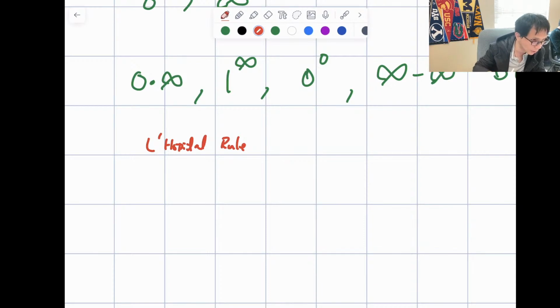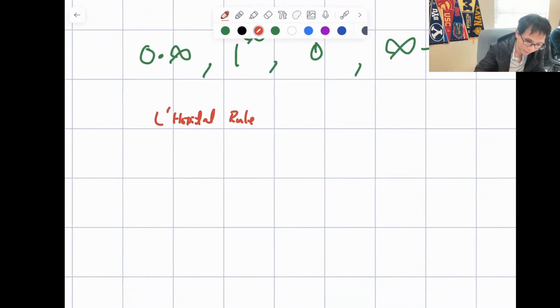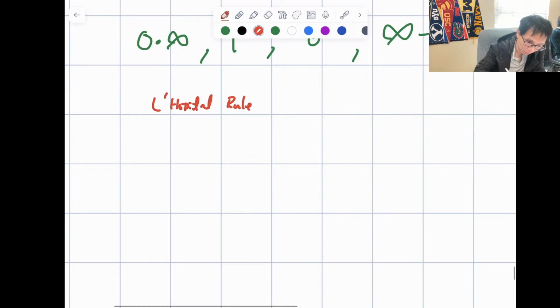Paige told me that is the right pronunciation, L'Hopital. Which is limits. It's not hospital. I thought you said helicopter rule. That's what I was thinking. Okay. I know. I was like, what helicopter?